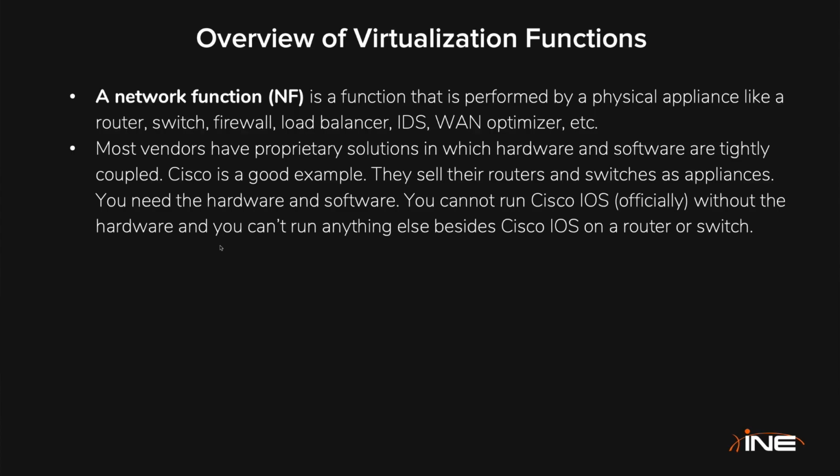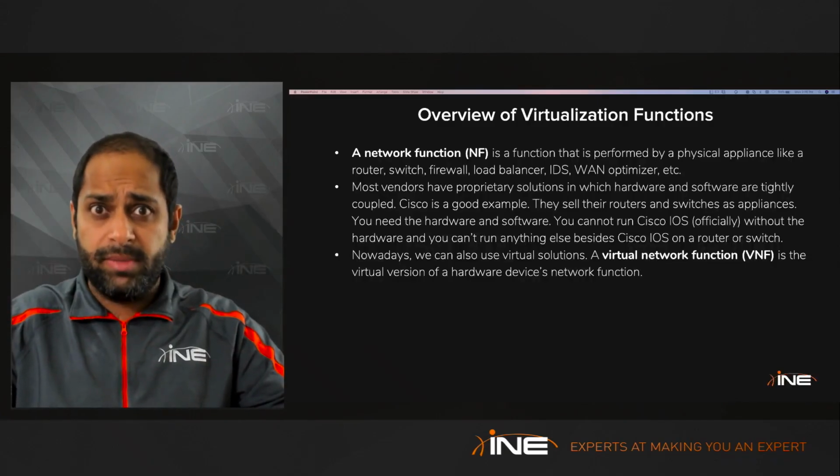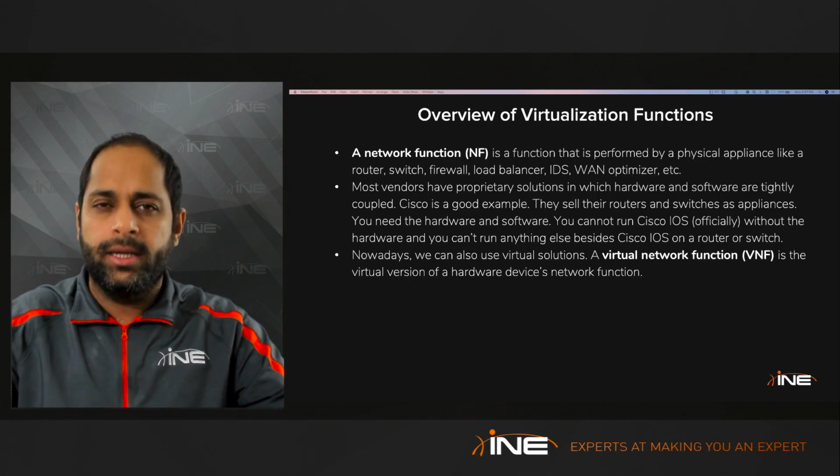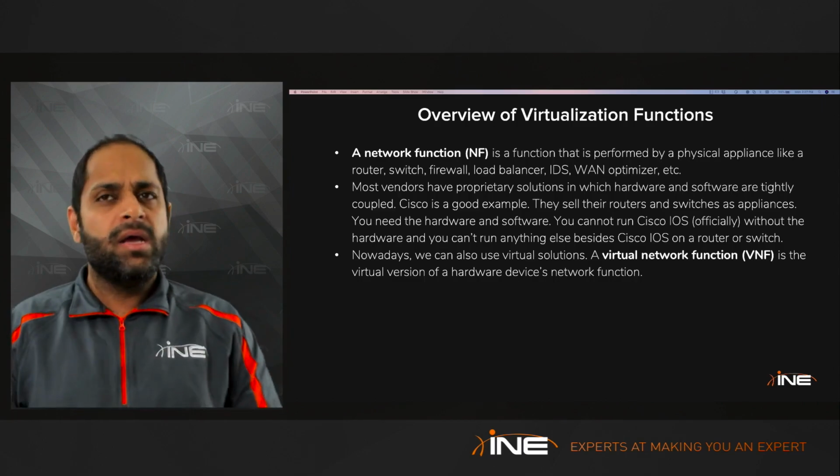You need the hardware and the software. You cannot run the Cisco IOS without the hardware, and you cannot run anything else besides Cisco IOS on these routers or switches. So basically, you need both: the hardware and the specific Cisco platform or software to run on that hardware. Now that becomes a problem because you don't want to be stuck with one device or one vendor. You want to decouple them.